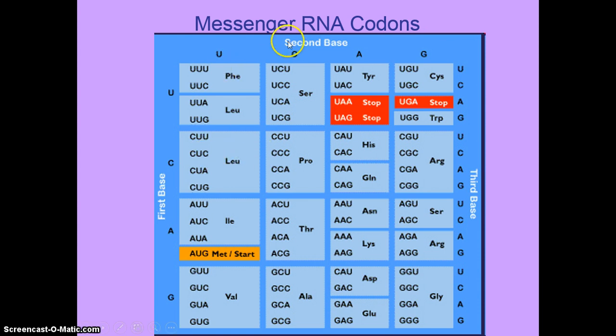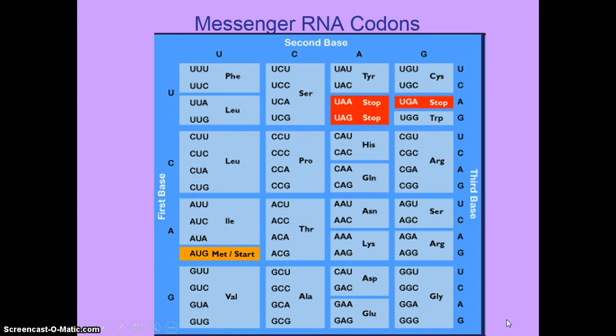So here we have messenger RNA codons. For example, if we have UUU on messenger RNA, it codes for phenylalanine. The code UUC also codes for phenylalanine. If you come across a set of triplets on messenger RNA that say UGA, it's a stop codon. And AUG is a start codon.